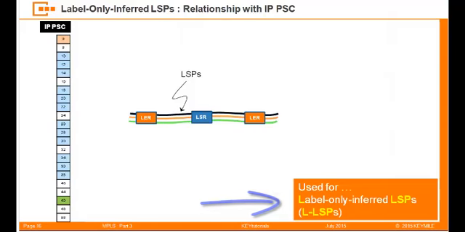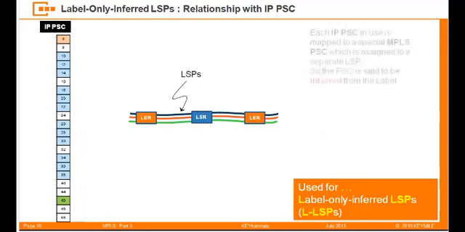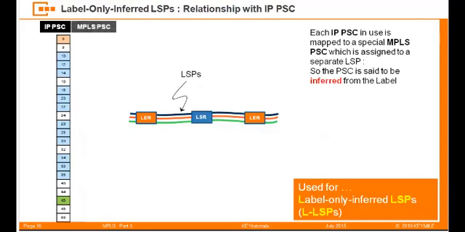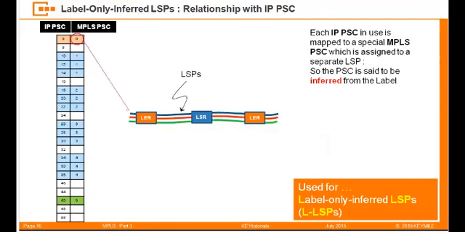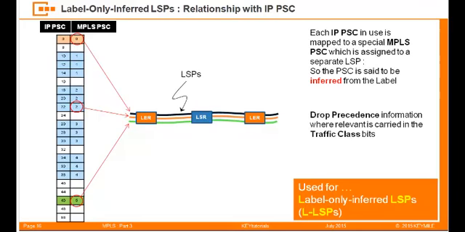As an alternative to ELSP, there is an alternative method called LLSP, label only inferred LSPs. Here, the priority part of every IP scheduling class, or PSC, that's in use is first mapped to a special MPLS PSC. This is then assigned to an LSP. The PSC is said to be inferred from the LSP or the label. Now, the diagram only shows 3 LSPs, but of course many more could be used. And the drop precedence part of the PSC, where relevant, is mapped to the traffic class bits.